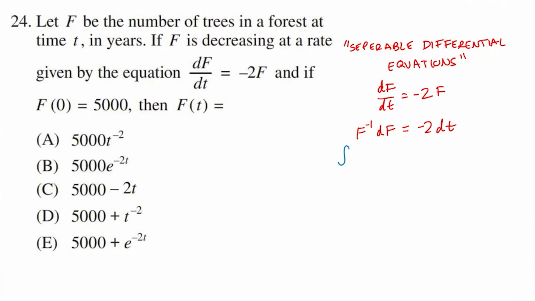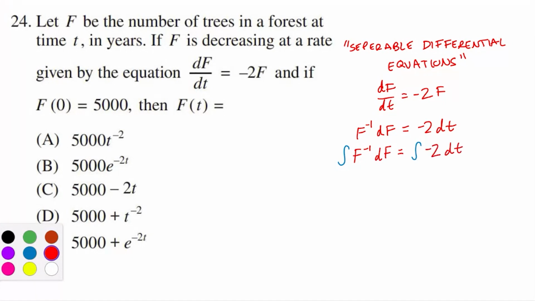Now let's integrate both sides of this equation. The left-hand side will be integrated with respect to f, and the right-hand side will be integrated with respect to t. The antiderivative of 1 over f will be the natural log of the absolute value of f, and there should be a plus c here, but I'm going to implicitly combine it with the plus c that we'll get on the right-hand side. You can just subtract that constant and combine it with the constant that we get over on the right-hand side and write it as a single constant. So the antiderivative of negative 2 will be negative 2t, and this is where I'll include that plus c.